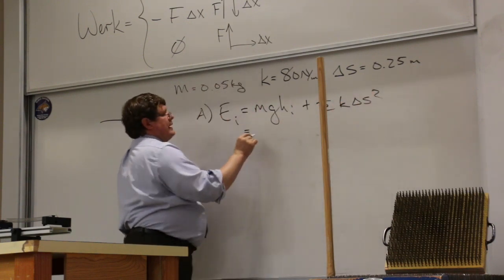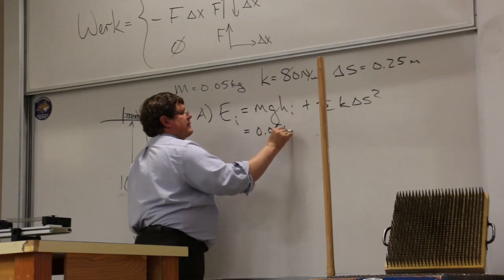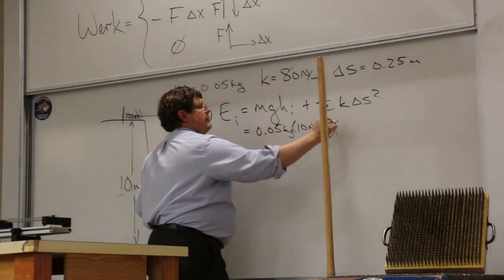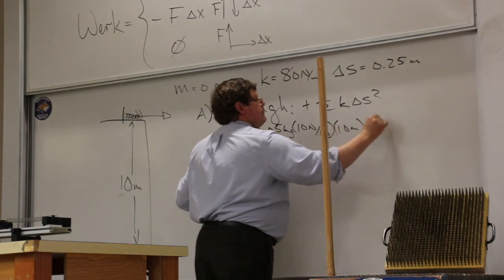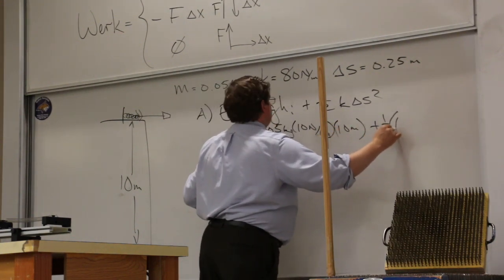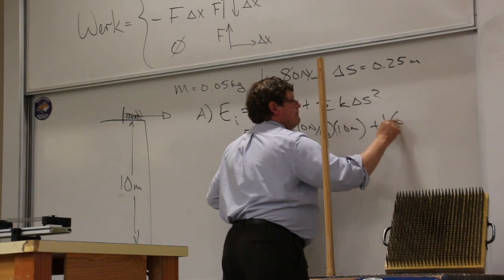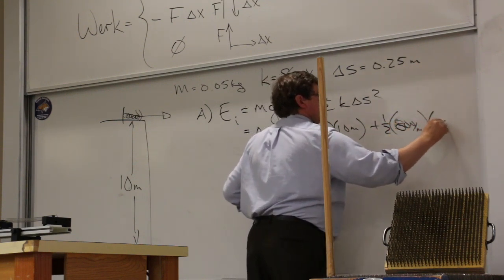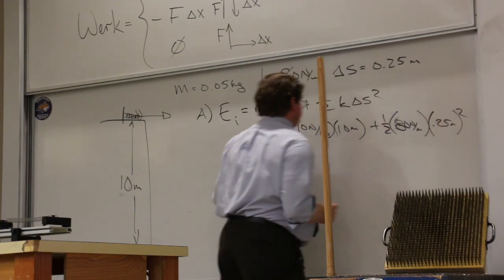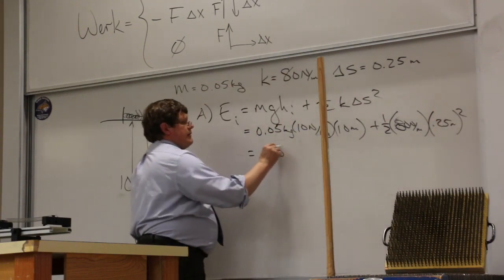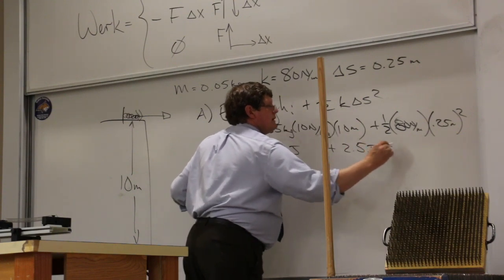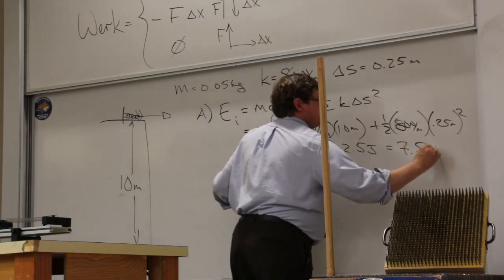So when I plug in 0.05 kilograms, 10 newtons for each kilogram, times 10 meters, plus 1/2 times 80, times 0.25 squared, this is going to give me 5 joules, and this is going to give me 2.5 joules, to get a total of 7.5 joules.